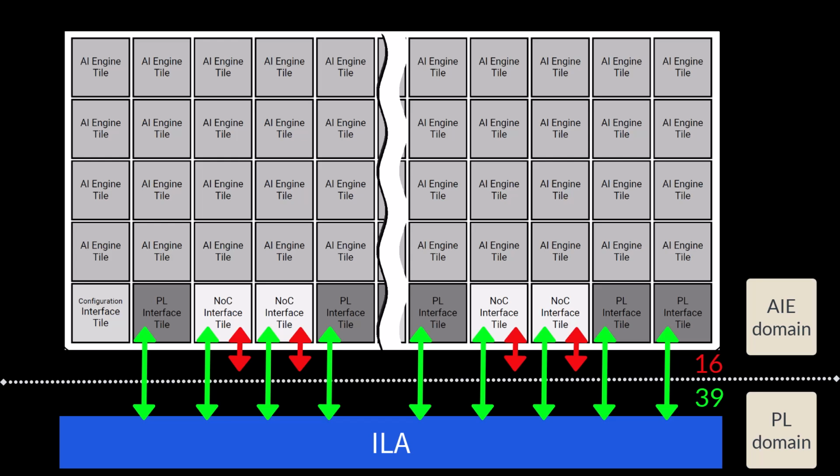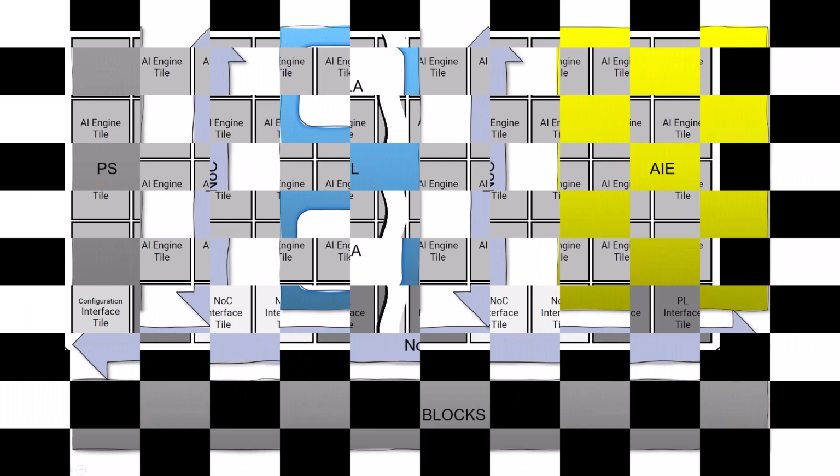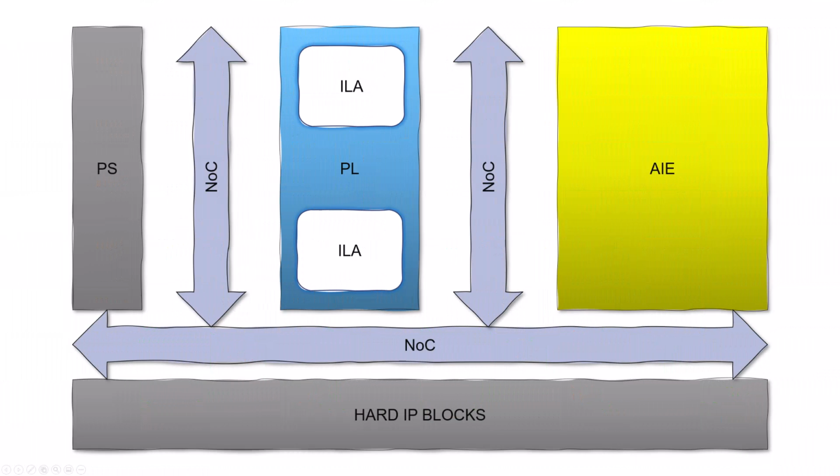So what about the NOC data that cannot be captured directly? Consider a data path from the NOC into the AIE. To capture the data using the logic analyzer, you can temporarily reroute from the NOC through the PL and into the AIE. Once debugging is done, return the path to its original form. The same approach can be applied to data flowing in the other direction.